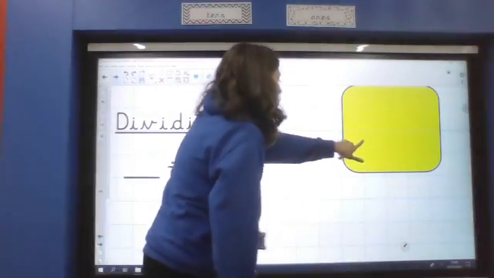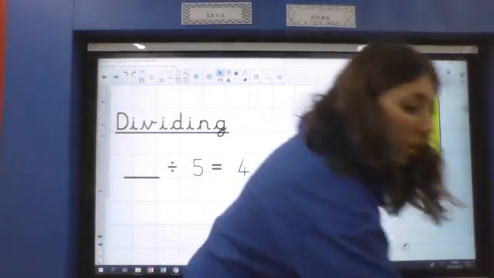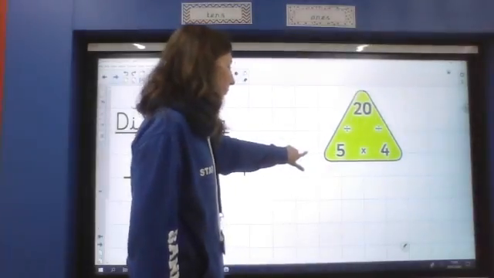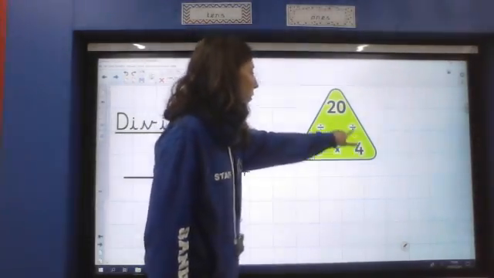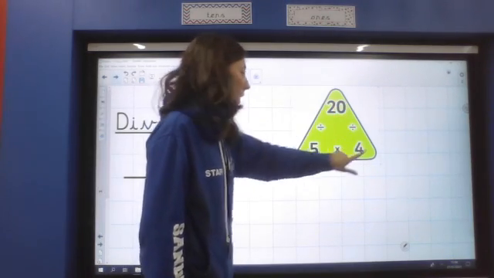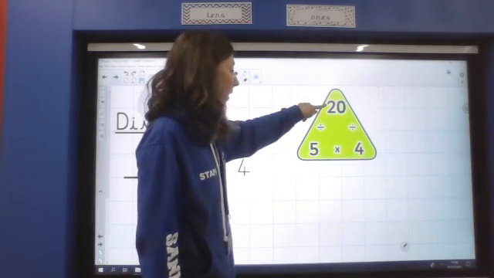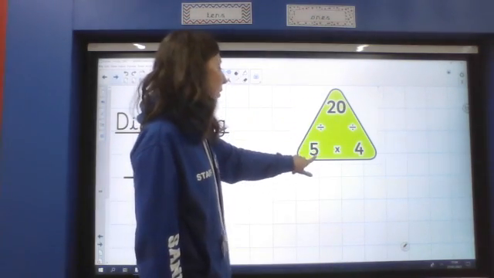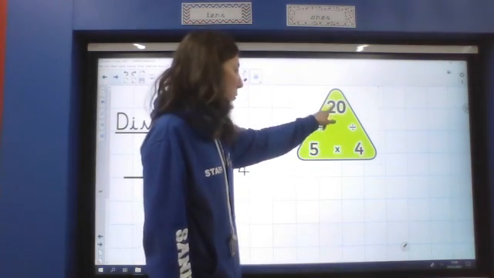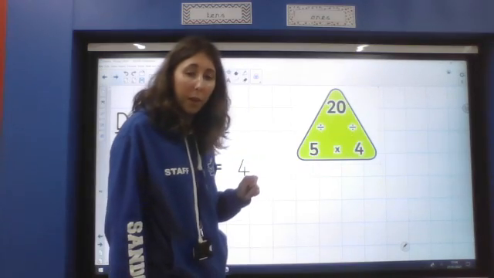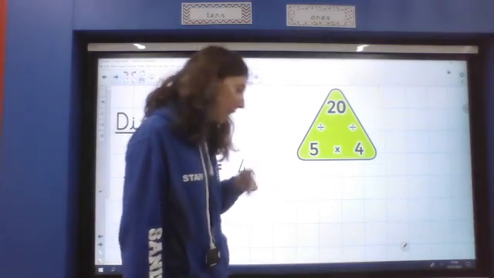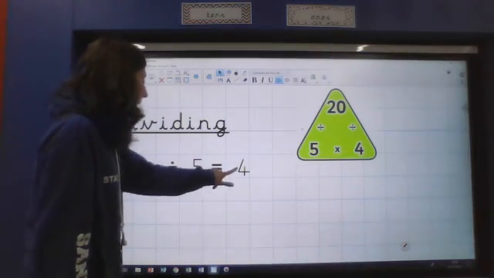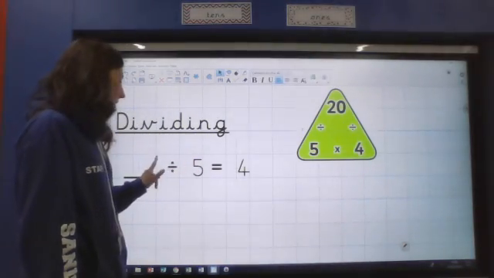Let's have a little look at our number triangle. Okay, so we can see 5 times 4 is 20. 4 times 5 is 20. So 20 divided by 5 will be 4. So 20 divided by 4 will be 5, won't it? Okay, and again, we multiply the numbers together to get a bigger number.